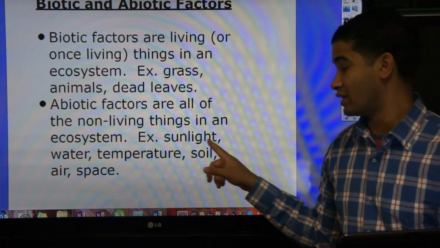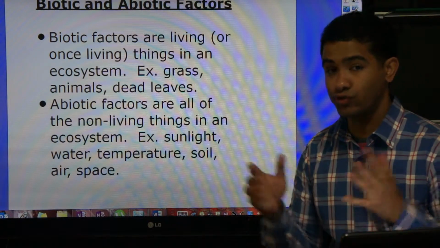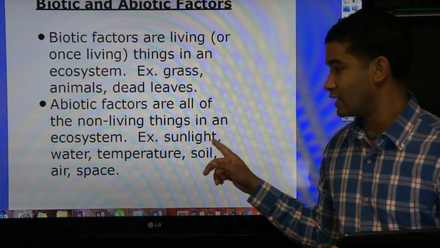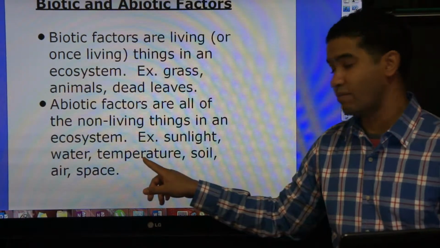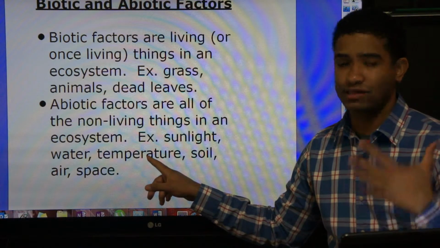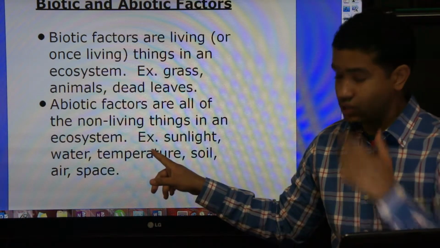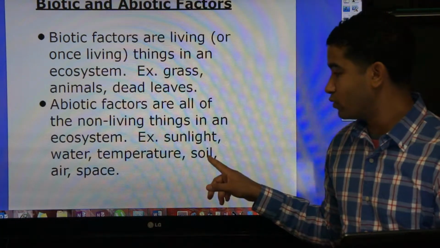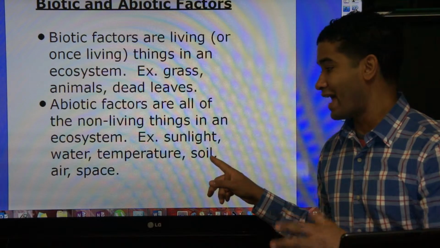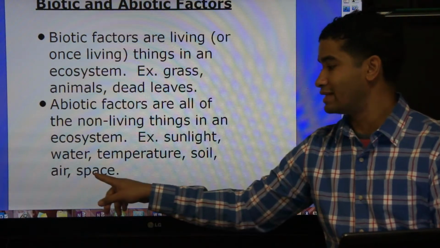So examples are sunlight, the sun, which provides all the energy to the food web, provides all the energy to Earth. So sun, the sunlight, water, temperature, if it's hot, if it's cold, if it's a climate that's cold all year round, or is a climate that's warm all year round. Okay, soil, the dirt, the rocks, okay, the land, air, and space.